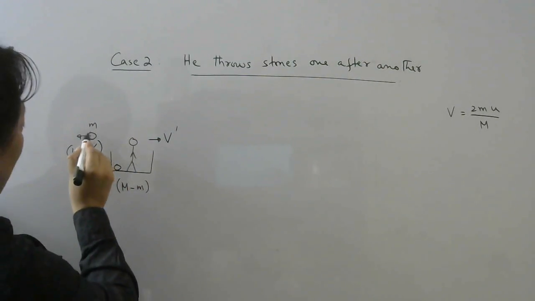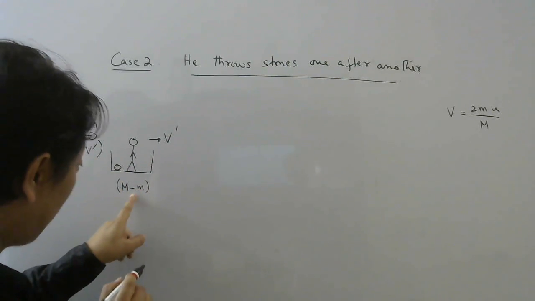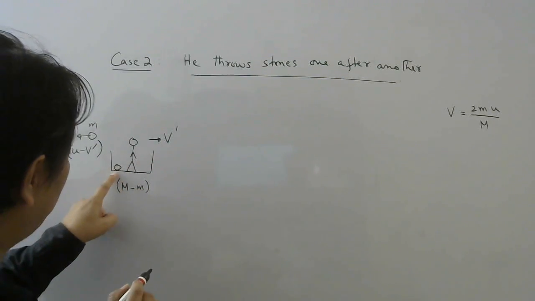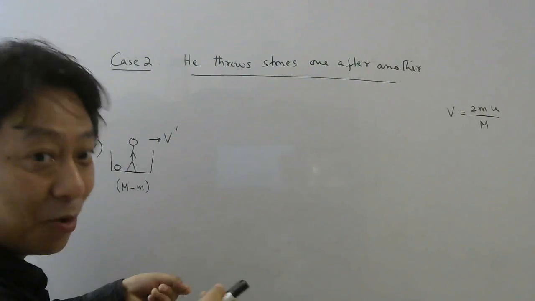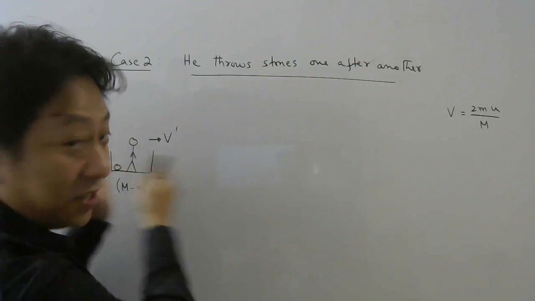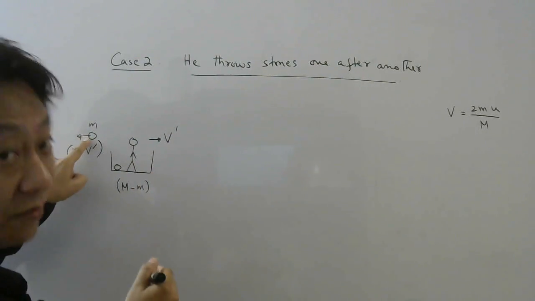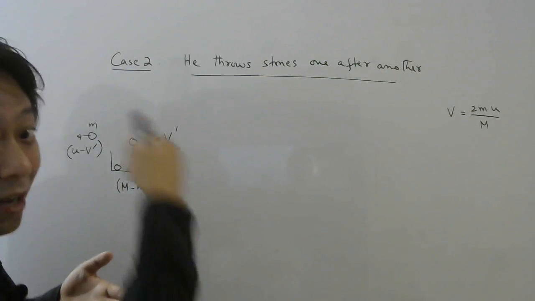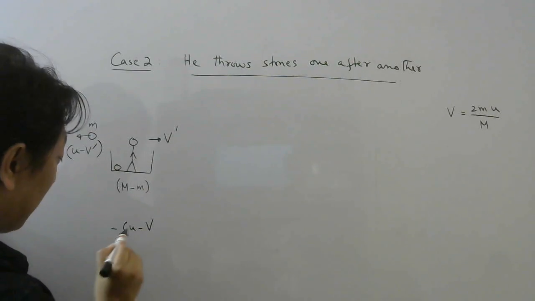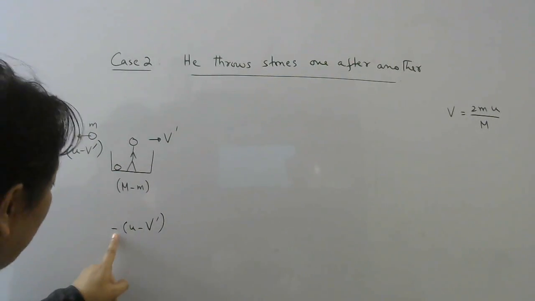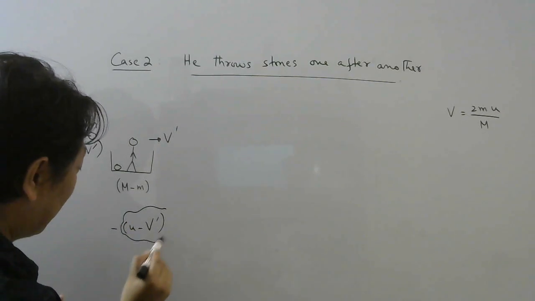Now, the mass of one stone is m, so the remaining part of the system will have mass M minus m, remember, right? One stone is still here. And when he throws the stone that side, at that moment itself, he will acquire velocity this side, which I have written v dash. Now, velocity of the stone with respect to ground, like we saw before, was minus u minus v. Now it will be minus u minus v dash.